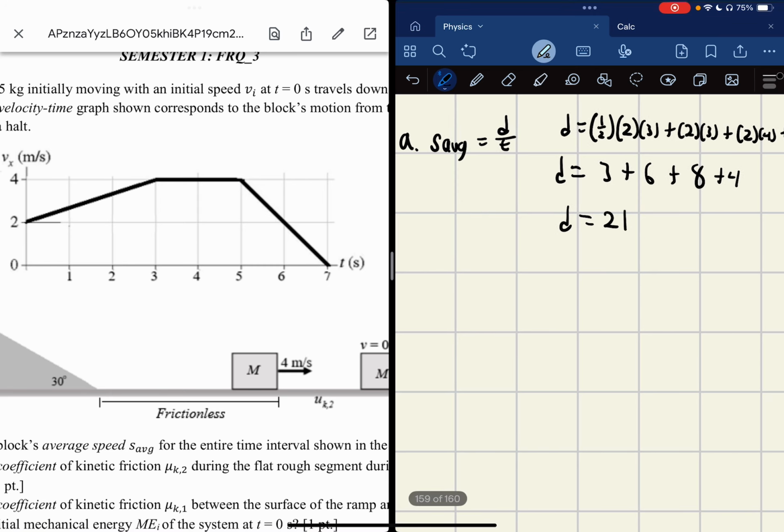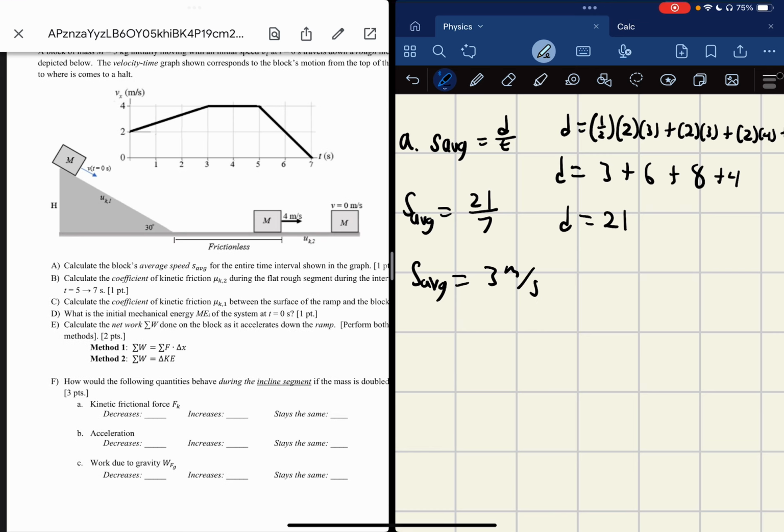Time, we can look for the whole interval. It takes 7 seconds on the graph. So S average is equal to 21 divided by 7. So S average is equal to 3 meters per second.